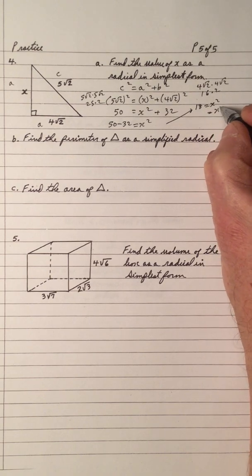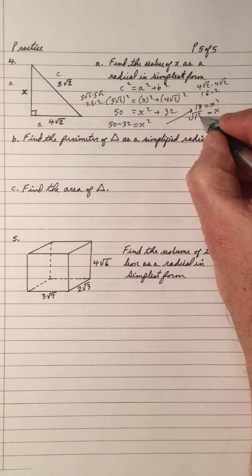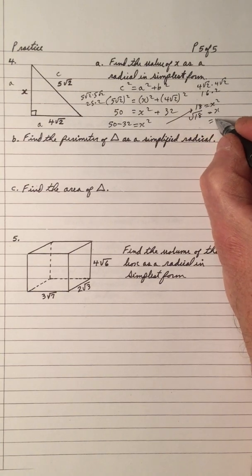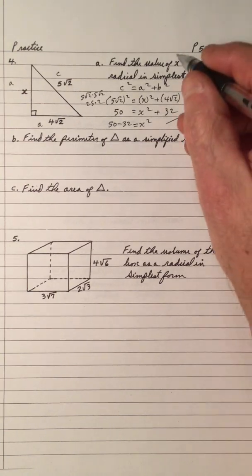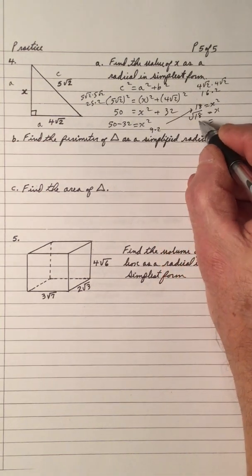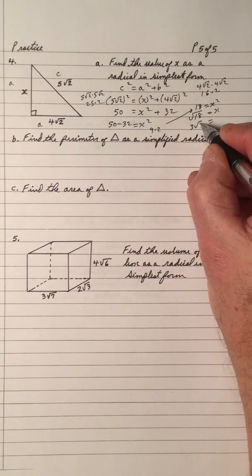So x equals the square root of 18. If x squared is 18, x is the square root. And the square root of 18, what is 18? Well, let's think: 18 is 9 times 2. So that's 3 root 2.